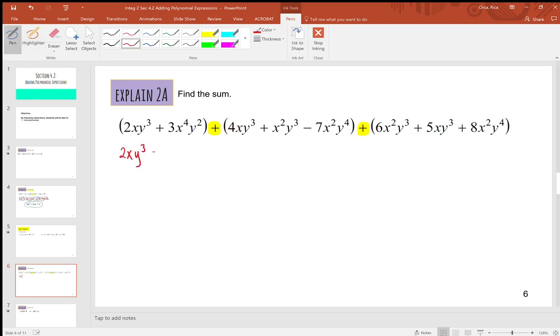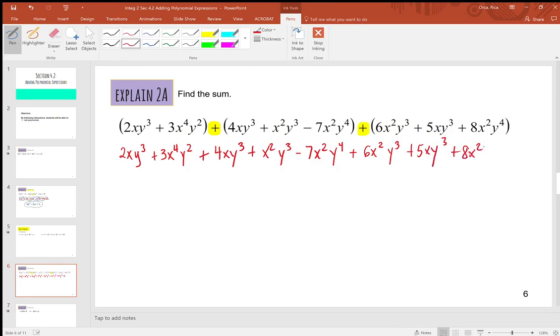2xy to the third plus 3x to the fourth y squared plus 4xy to the third plus x squared y to the third minus 7x squared y to the fourth. This is a really long problem. Plus 6x squared y to the third plus 5xy to the third plus 8x squared y to the fourth.